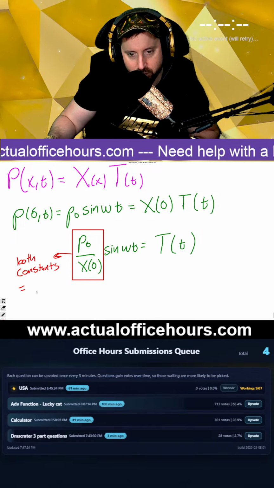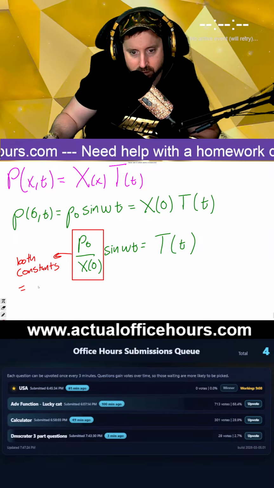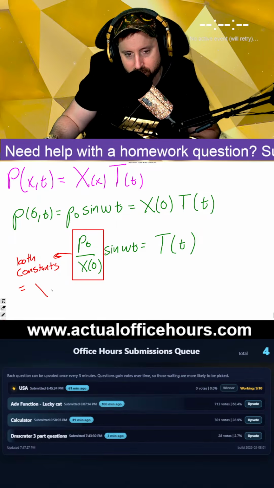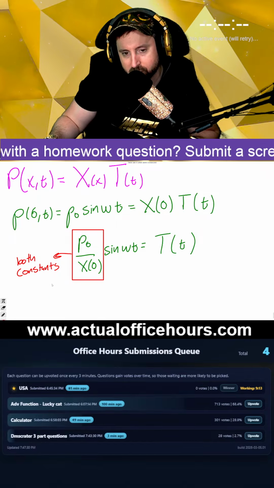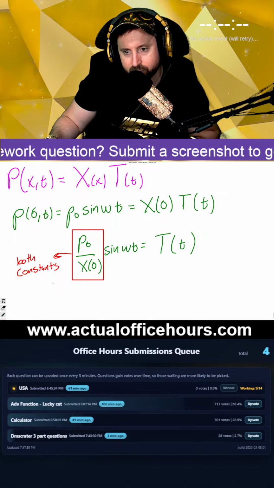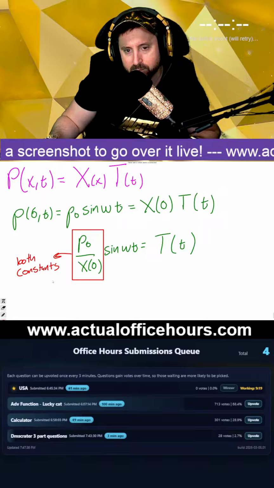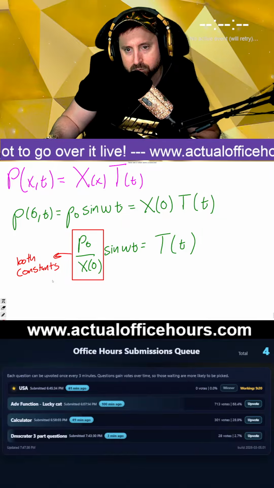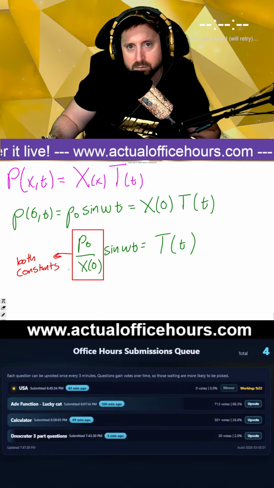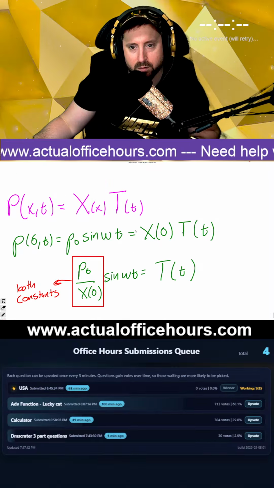And we're just going to say that's equal to X of x? No, not quite. Well, the constants go into X of x, but what we can do here is now say p of x comma t is equal to X of x sine omega t.